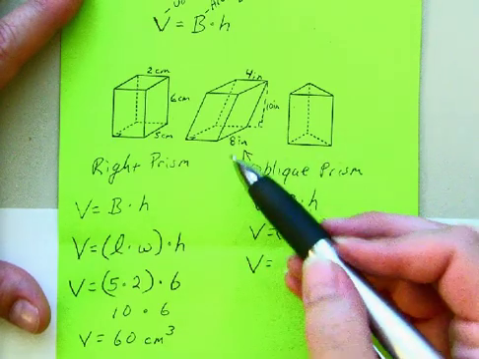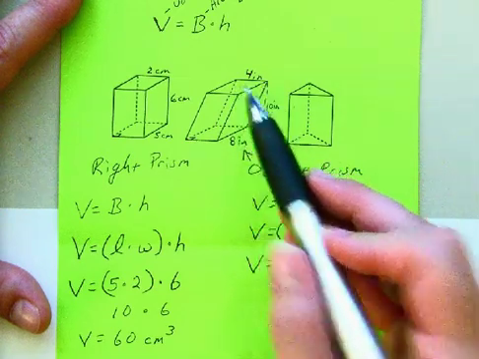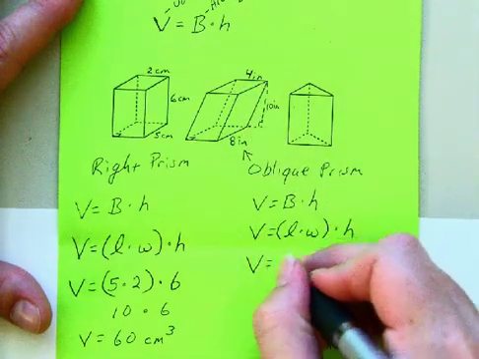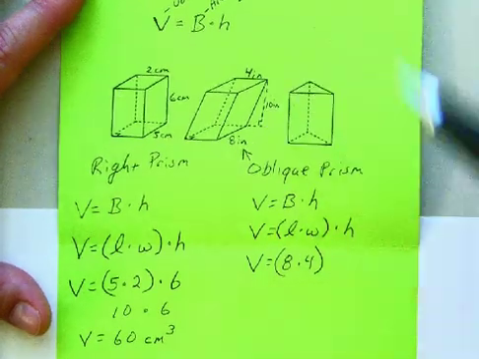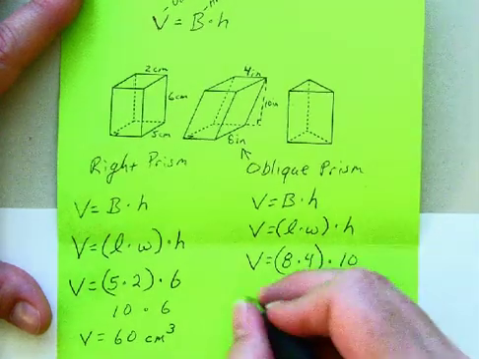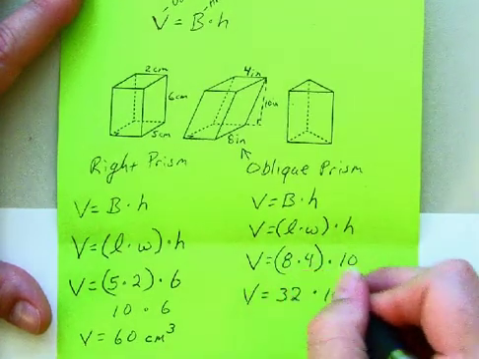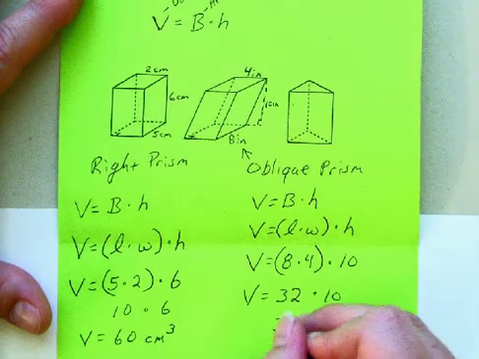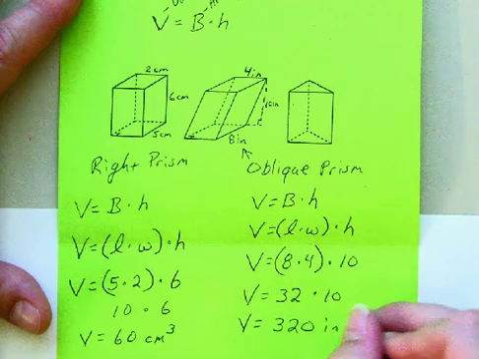In this case, our base is 8 by 4. We got the 4 from up here. So 8 by 4. And the height is 10 because the height, remember, has to be perpendicular to our base. So we're going to take 8 times 4, which is 32, times our 10, which is 320. And then this is going to be inches cubed.